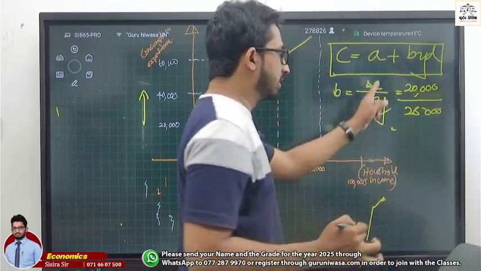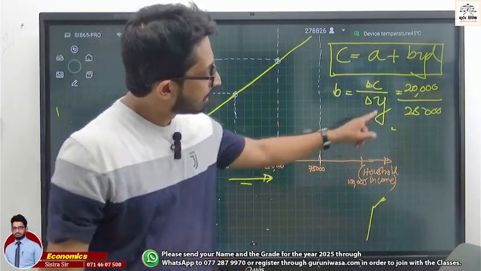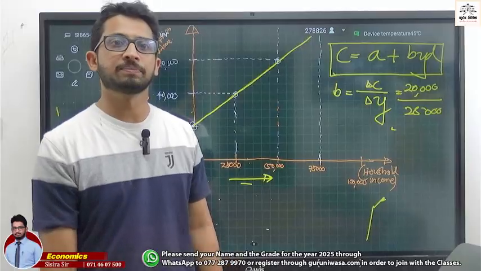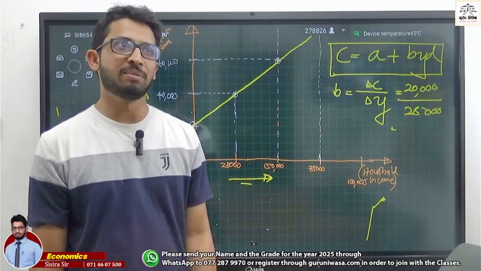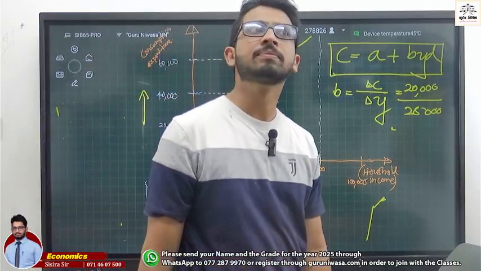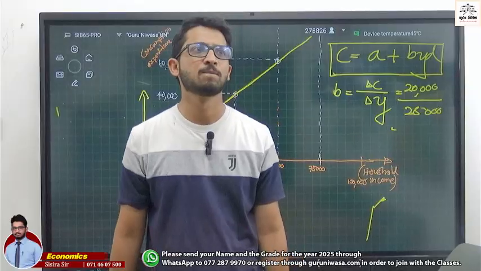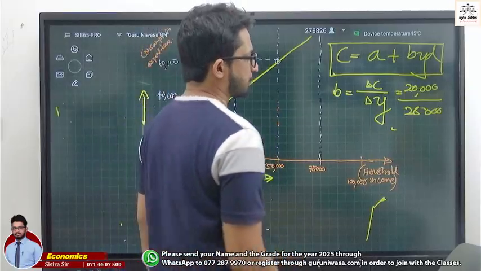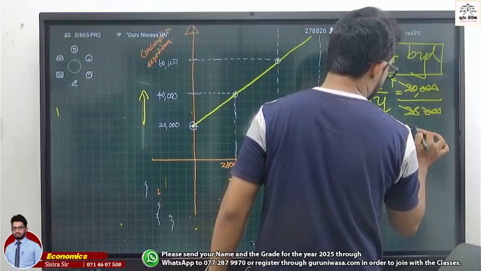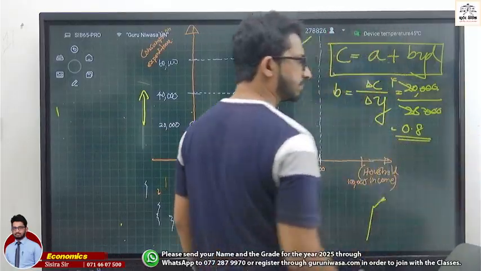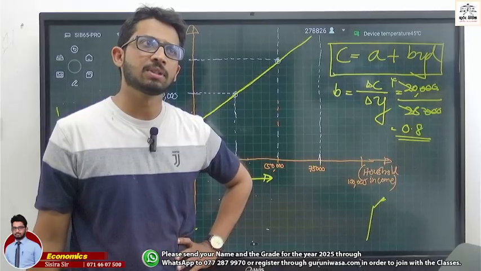Now I calculate the value of the slope. 20,000 over 25,000. It's less than 1. Tell me the value. It is 0.8. Right.